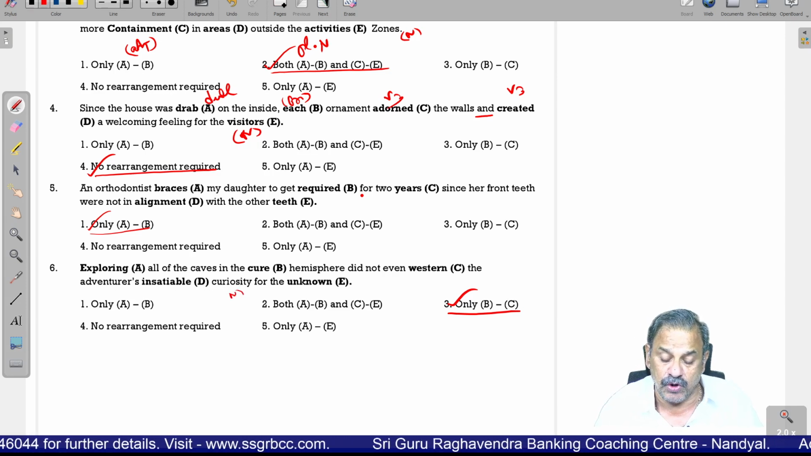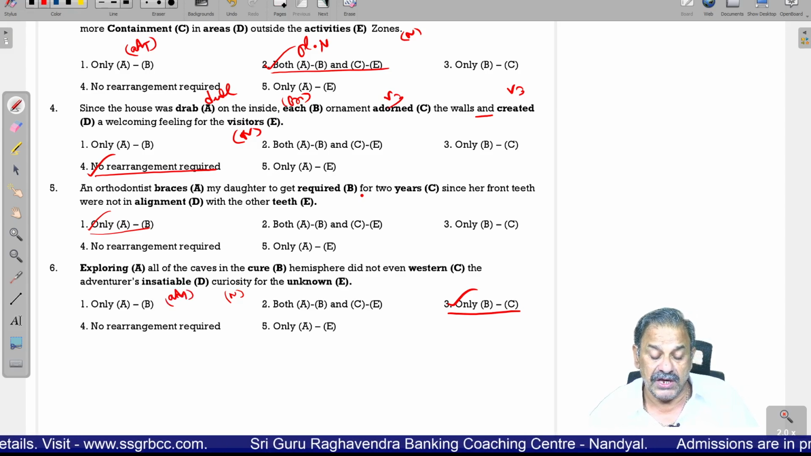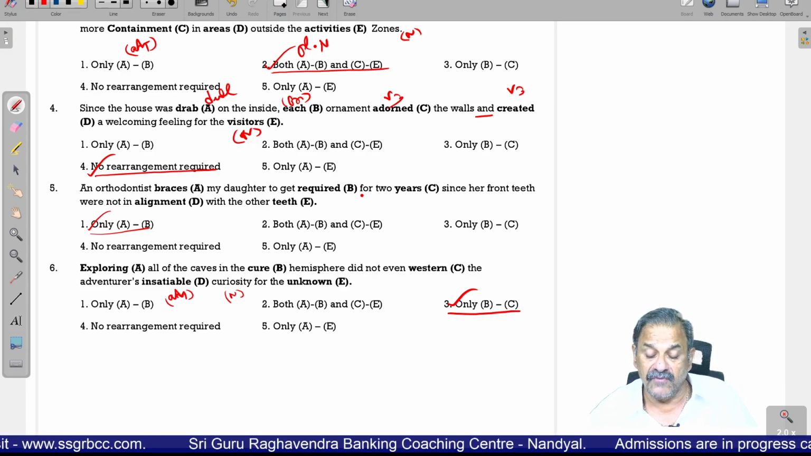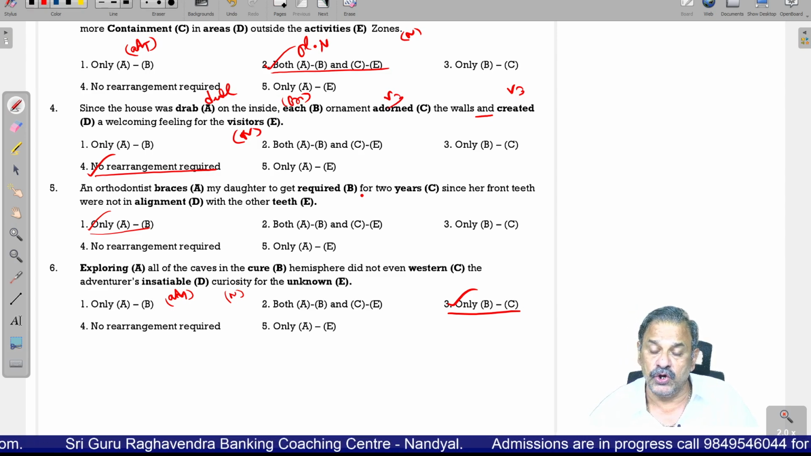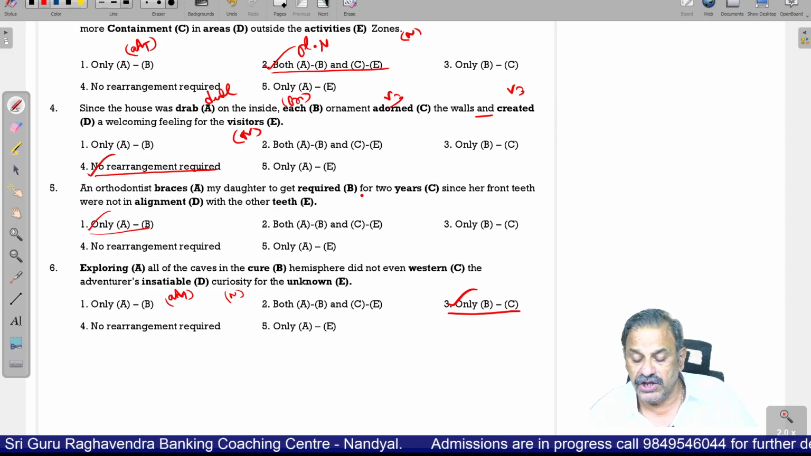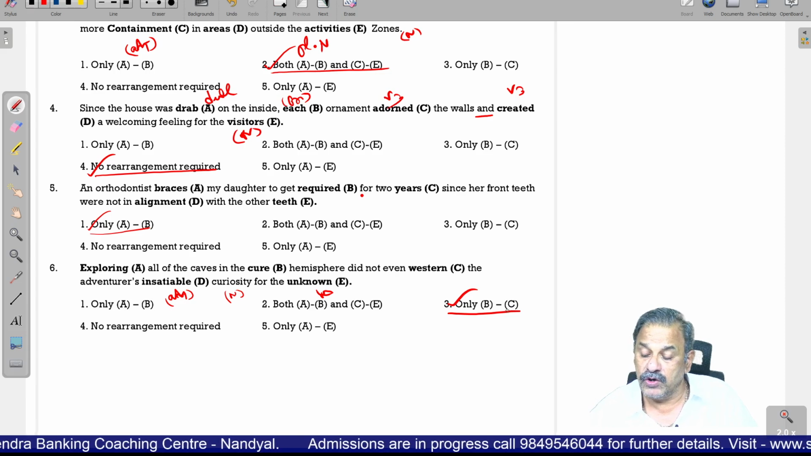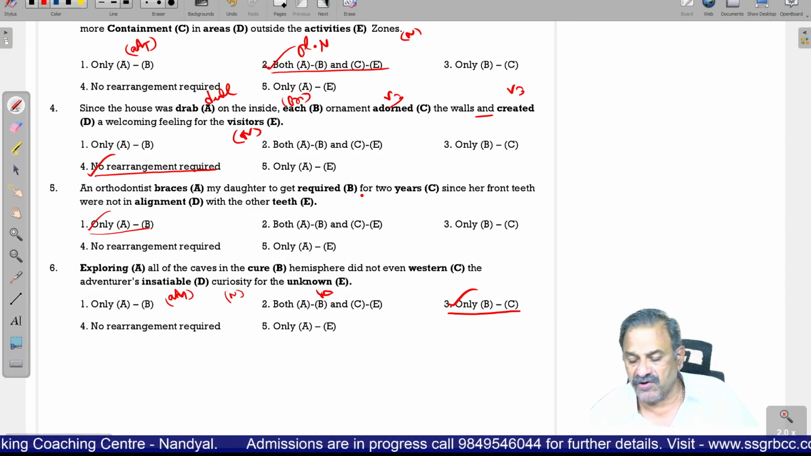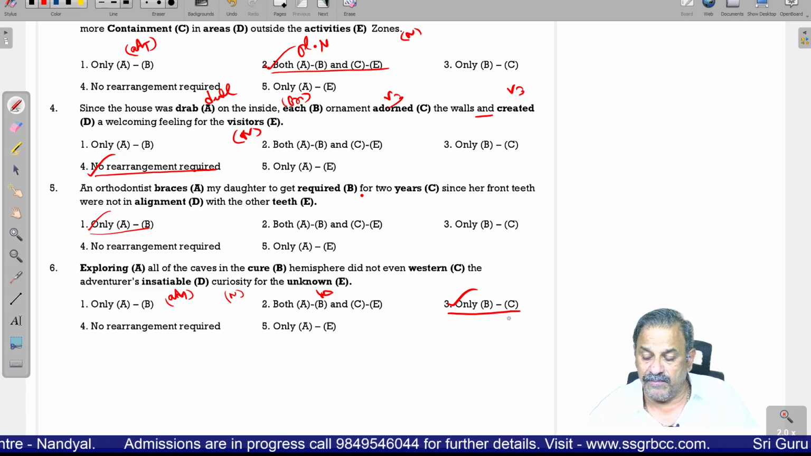After that we have to use noun. Before that we have to use adjective. So insatiable curiosity for the unknown. Again unknown. After the you have to use noun. Here unknown is noun also. So unknown means ignorant people, and so we have to swap B and C.